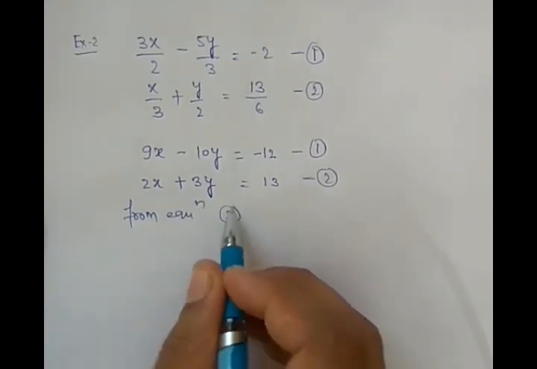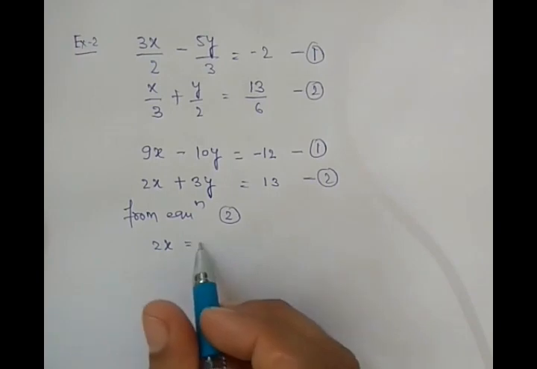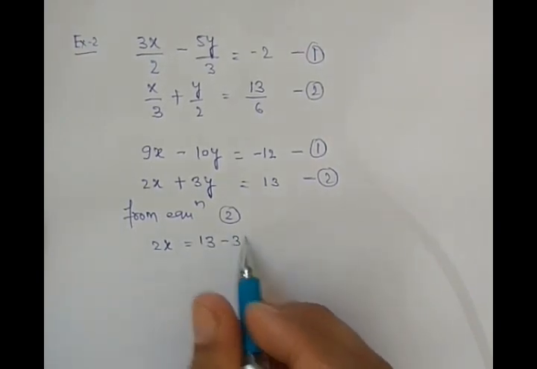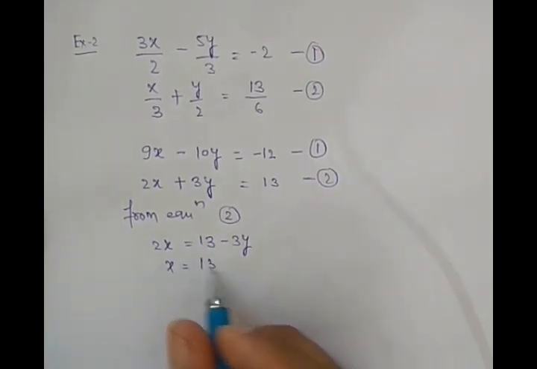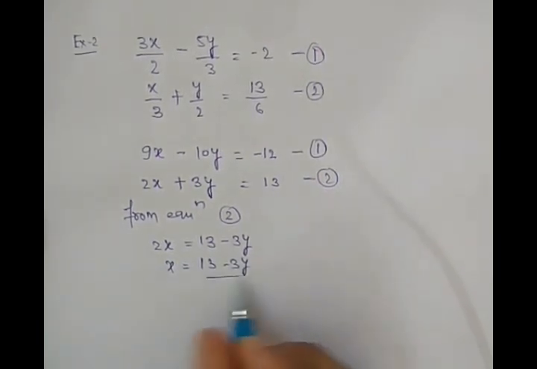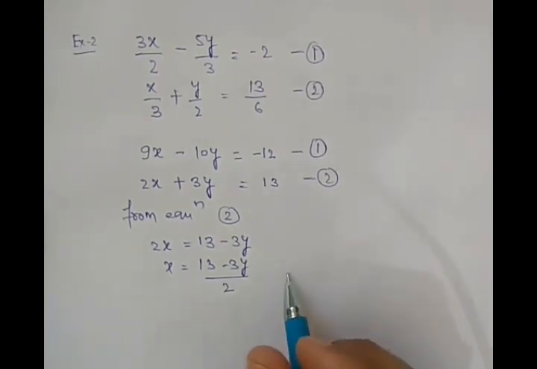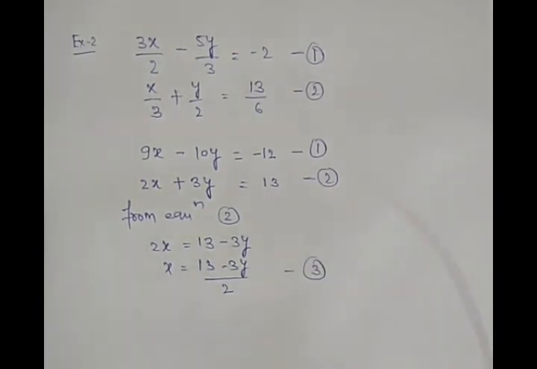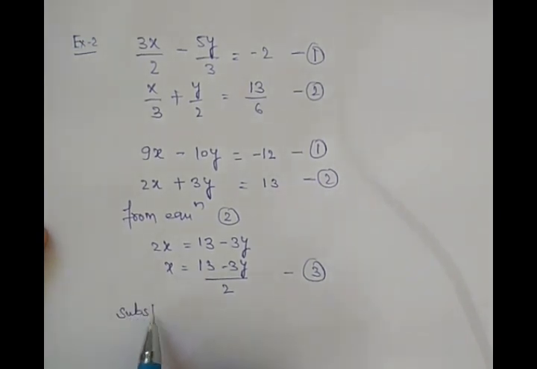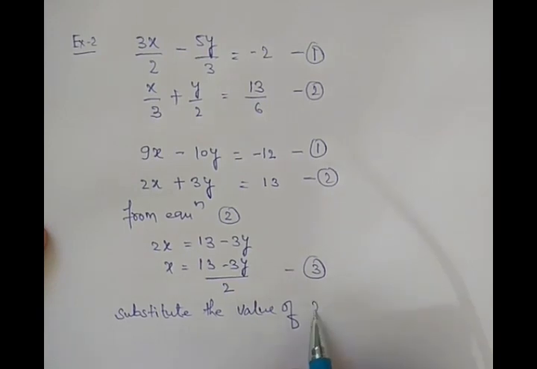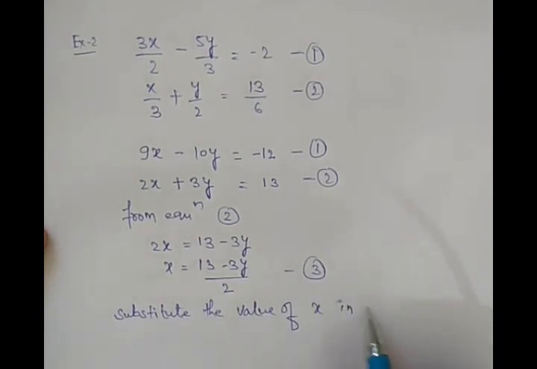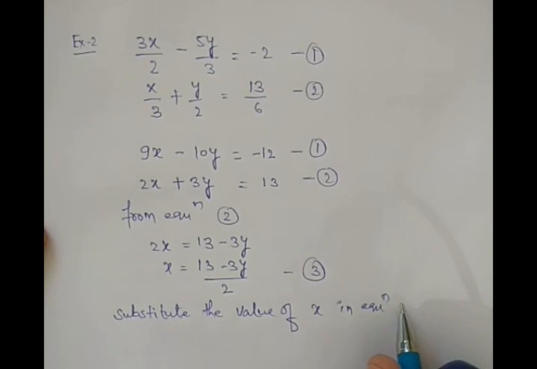from equation 2 you will get 2x is equal to 13 minus 3y, or you will get x is equal to (13 minus 3y) whole divided by 2. Let's say this is your equation number 3. Now substitute the value of x in equation 1.